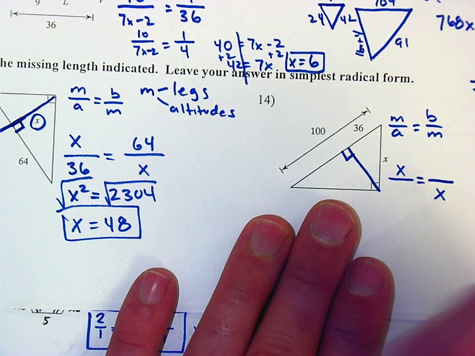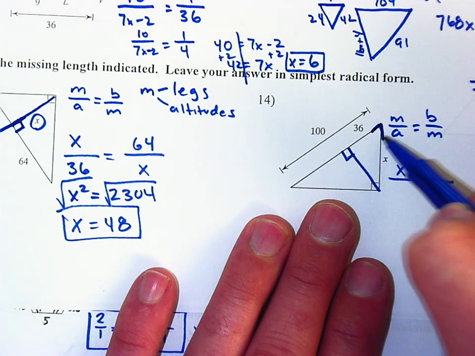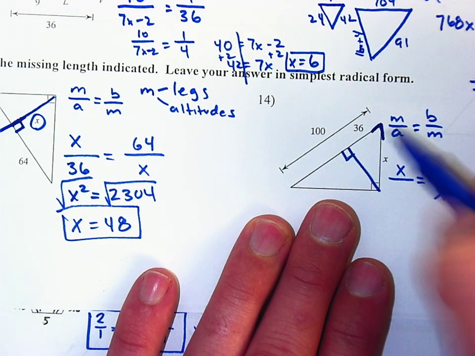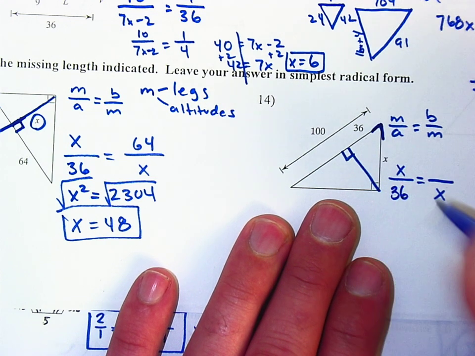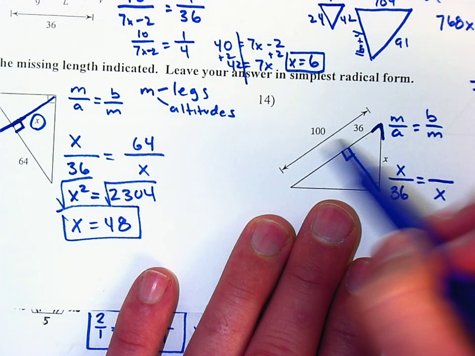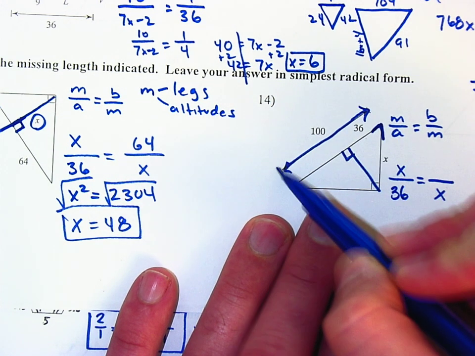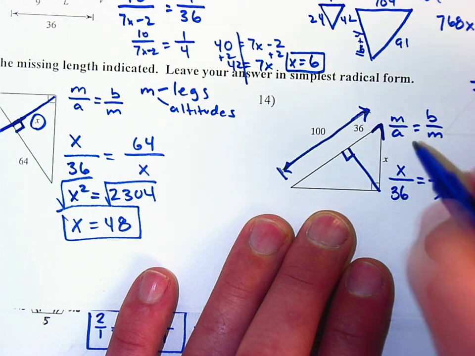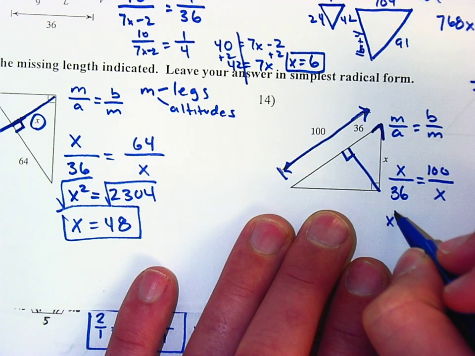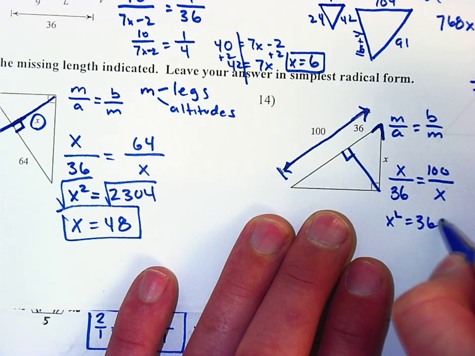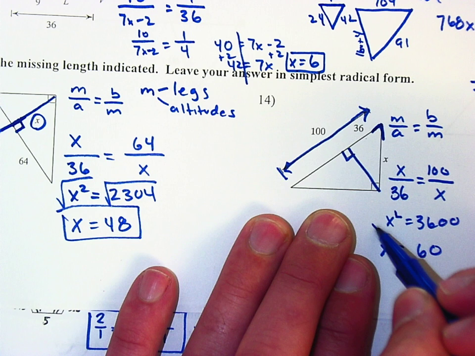And when our mean is a leg, we use that piece that's connected to it, or also the piece that's closest to it. So here's our piece 36. And then we also use the entire side, or the full hypotenuse. That's this length right here, which would be 100. So x squared is 3600, and x is 60.